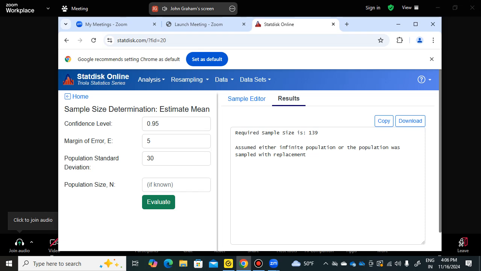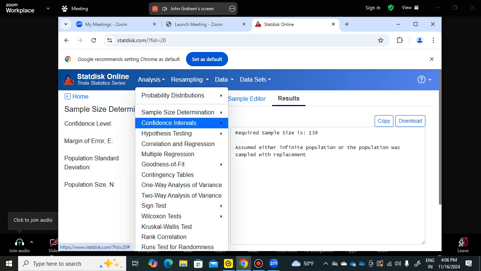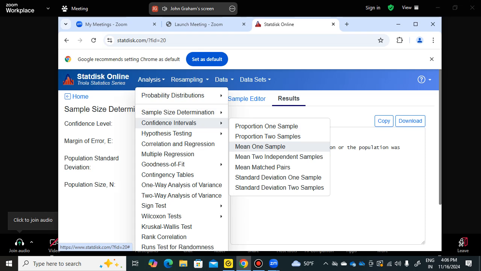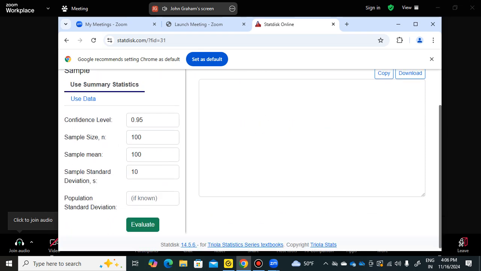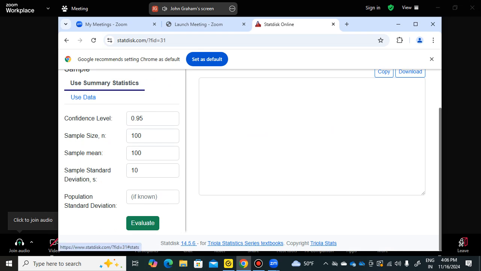Right. So for this, we are going to go analysis, confidence interval. We are dealing with a mean, so mean one sample. We don't have the data, so we'll use summary statistics. 0.95 is your confidence level. 40 is your sample size. Mean is 172.55. Sample standard deviation, we don't have. Population standard deviation is 26.